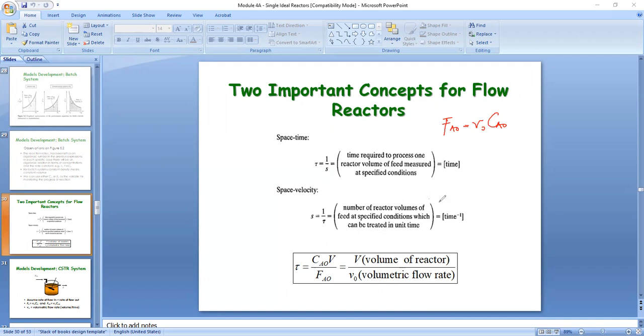And as such, you would see here that if FAO is changed to this one, you will have tau equal to CAO V over small v sub O CAO. So the CAO cancels each other and you will have V over v sub O as another formula for determining the space-time. Okay? You can solve the space-time using the two formulas that are shown. Now, we will first tackle the CSTR.